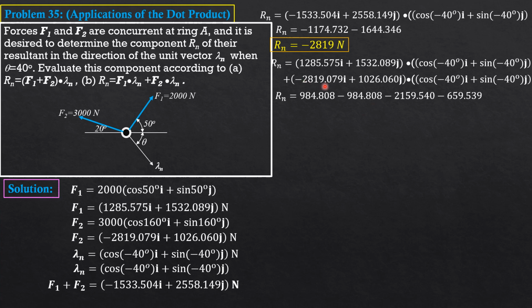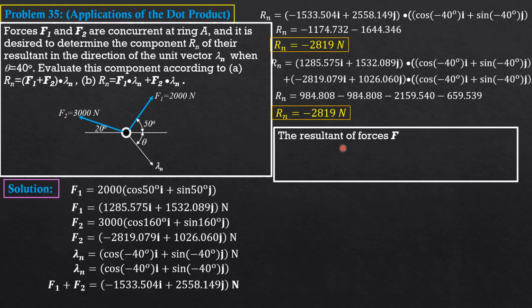Negative 2819.079 times cosine negative 40, that's negative 2159.54. Then plus 1026.06 times sine negative 40, that's negative 659.539. Combining, we can cancel these, so negative 2819 newtons.